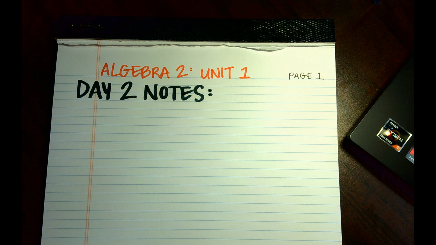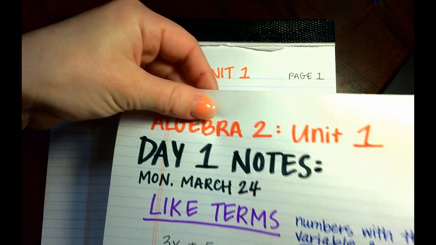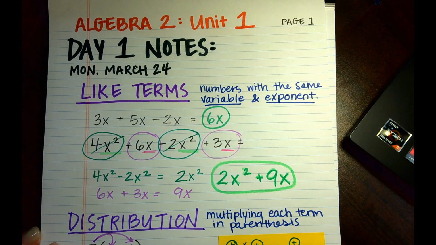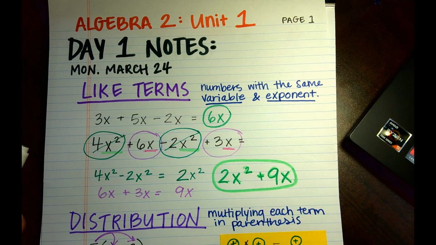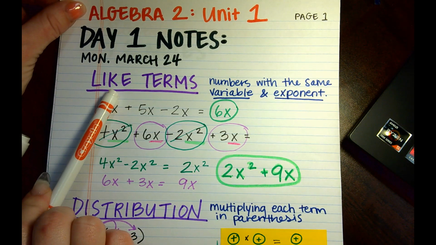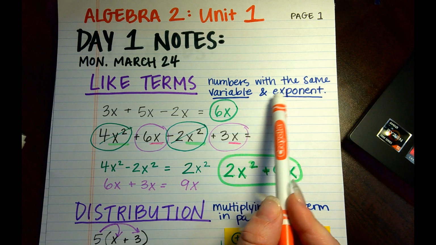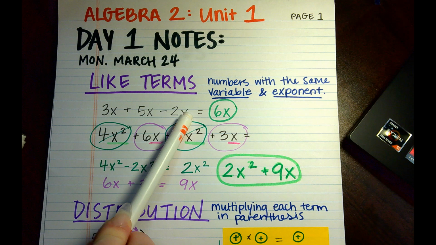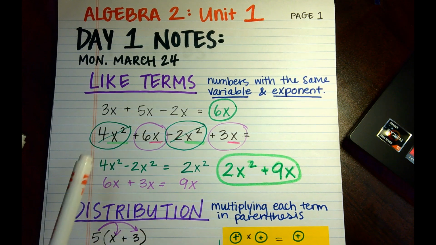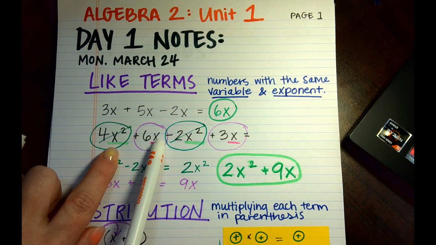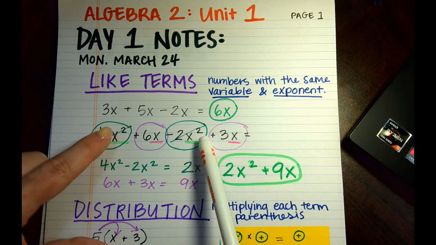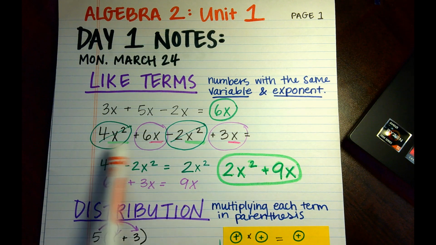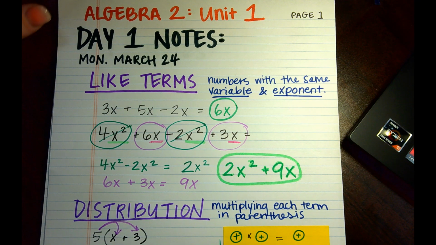We did a really short lesson yesterday just because it was the first day. But all we did, here's yesterday's notes. I can always also, if you ever want a copy of the notes that you missed, let me know. I will happily do that for you. We just reviewed what like terms are, meaning numbers with the same variable and exponent. So like if they all have an x attached, we can add and subtract them. If one has an x squared and one has an x, you can't put them together. Only the x squareds go together. Only the x's go together. So those are kind of that little like term review.